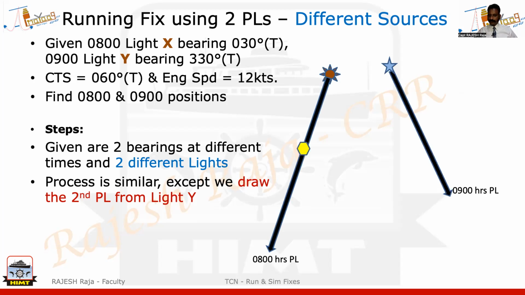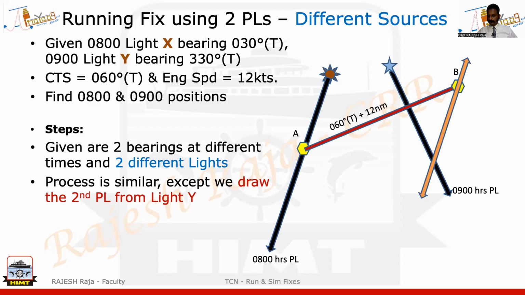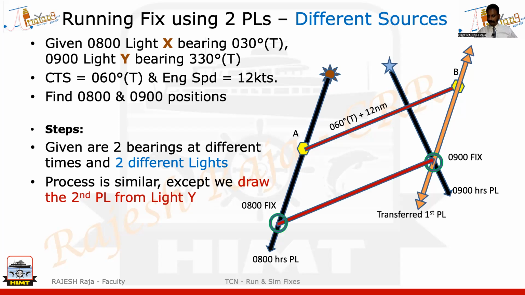Assumed position A as usual before, the same thing on the first PL. Draw the CTS, measure the engine speed for 1 hour, mark Bravo. Please transfer the first PL with double arrows. The intersection gives you a fix. Retransfer back your CTS because this is how you traveled for the last 1 hour. And there you go. So this is an example with two different sources.